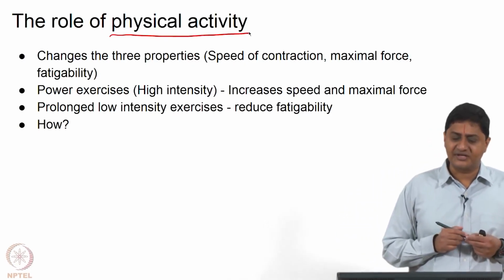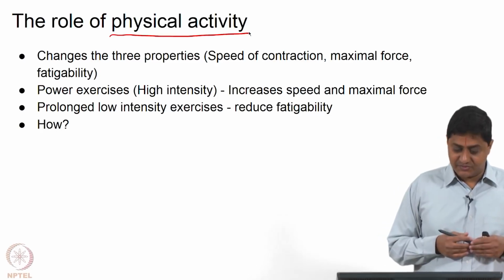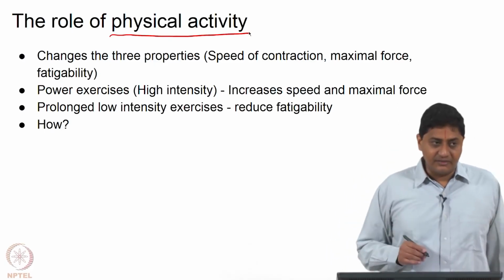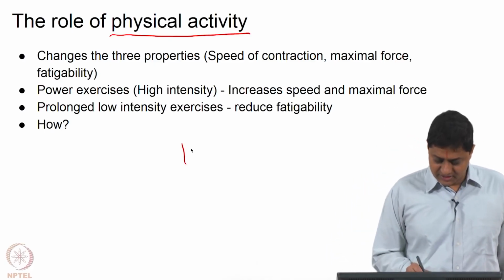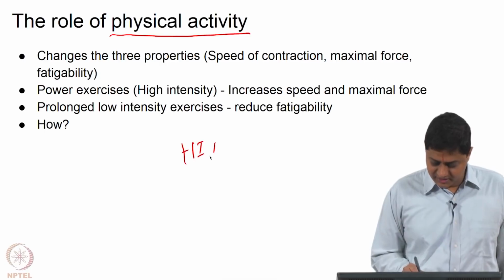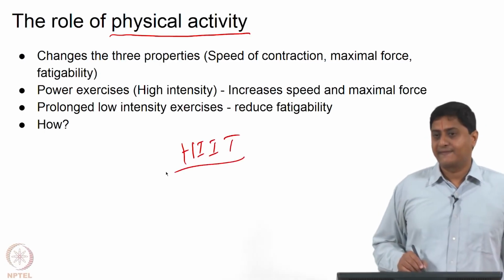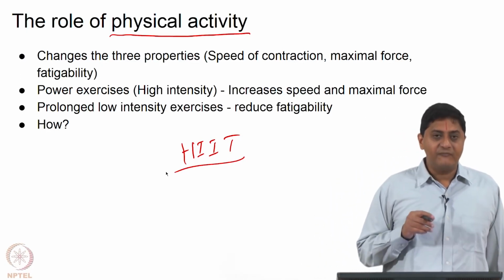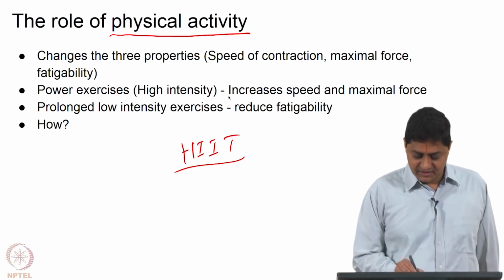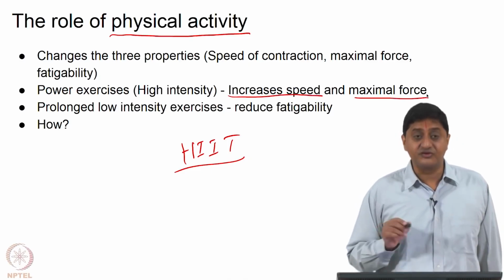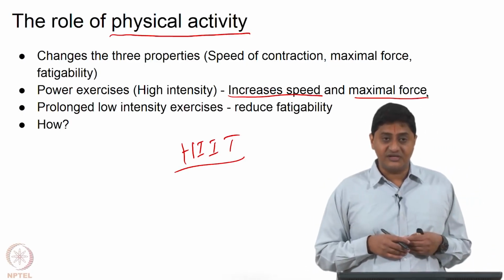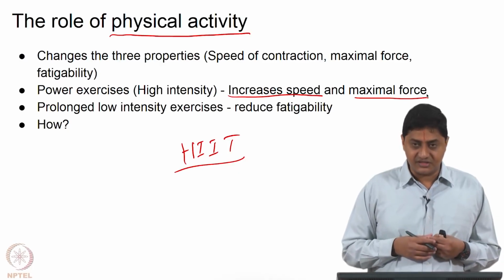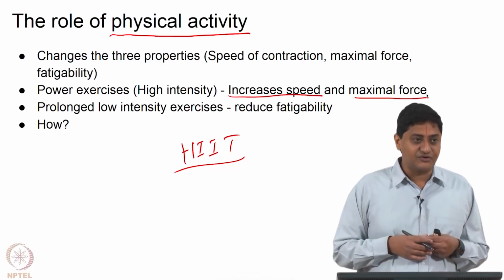So what would one expect? As one would expect, power exercises, those that involve high intensity, this would be weightlifting or what are called high intensity interval training, or HIIT. High intensity interval training or weightlifting increases the speed of contraction and maximal force. So, I am interested, as I said, what are my interests? My interest is in increasing the speed of contraction and in increasing the maximum force that can be produced.